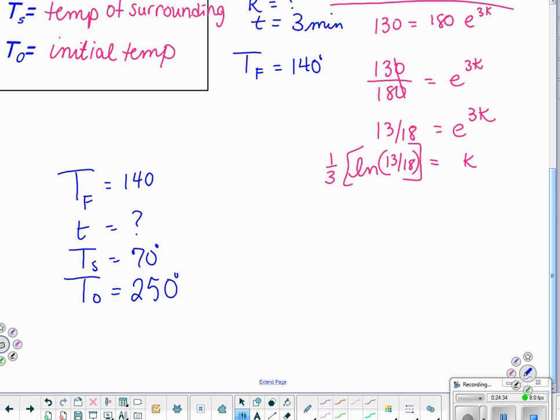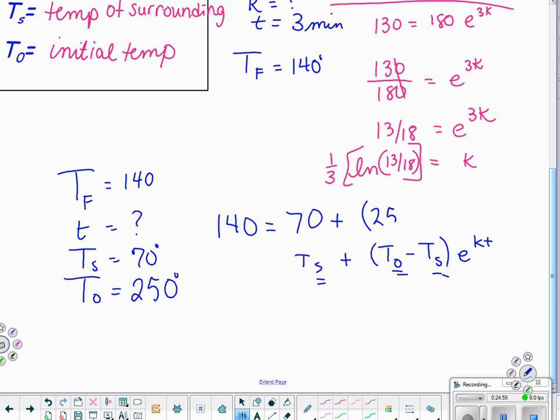Into our temperature final equals SOS, right? Temperature of the surrounding plus the temperature differential between the object and the surrounding, e to the KT. See how that SOS can come in handy, you guys? The temperature of the surrounding is 70. The temperature of the object, starting immediately from pulling it from the oven, is 250. Temperature surrounding is 70. e to the K, where K is 1/3 natural log 13/18, and T is what we're trying to solve.